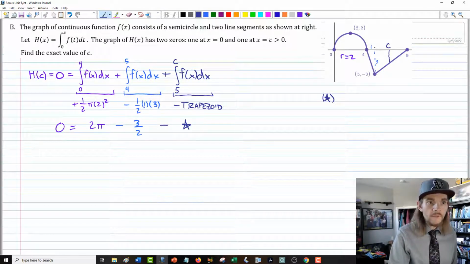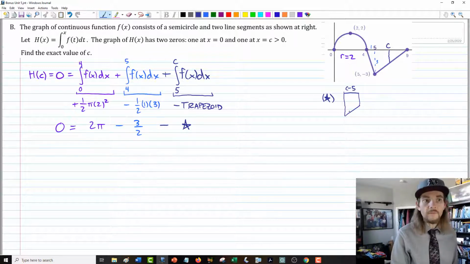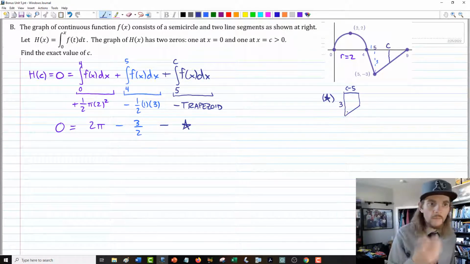First of all, a couple different dimensions. Let's just redraw this trapezoid so we can see it a little bit better. The better to know you with, my dear. So there's our trapezoid. Even though I labeled that 1, this is really x equals 5. So the width of the trapezoid is c minus 5. The height on the left is 3 for the same reasons we saw before.